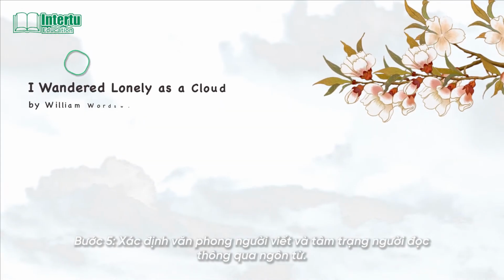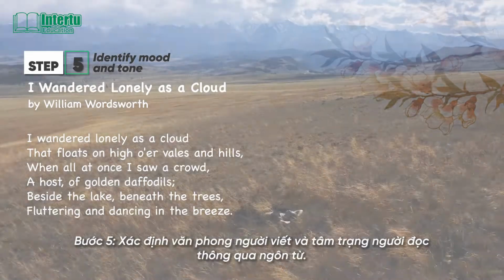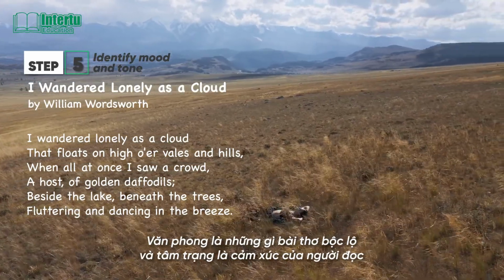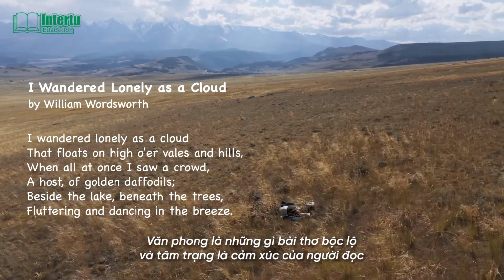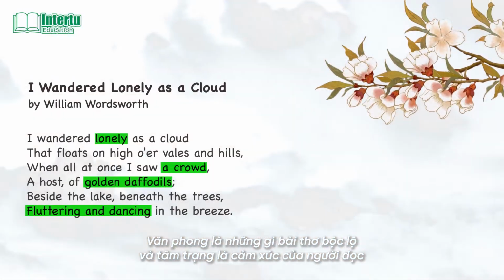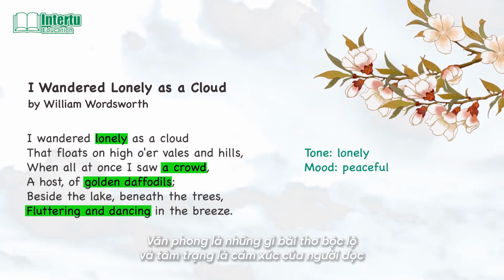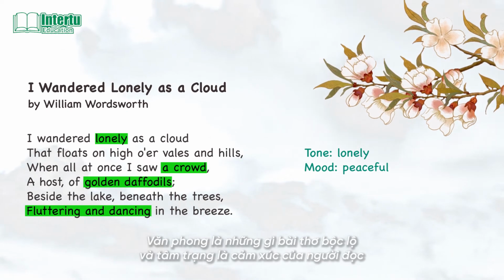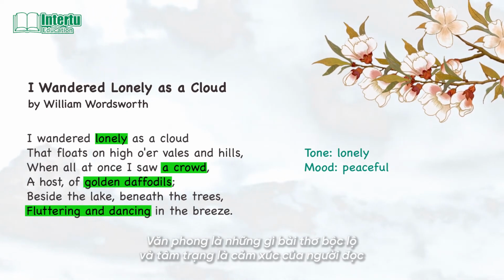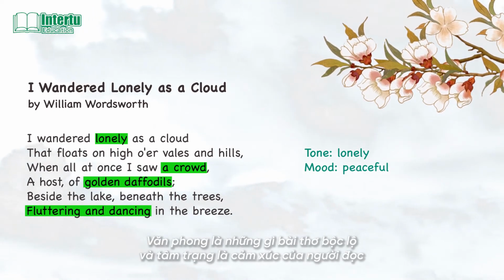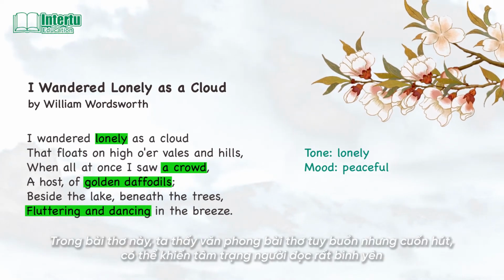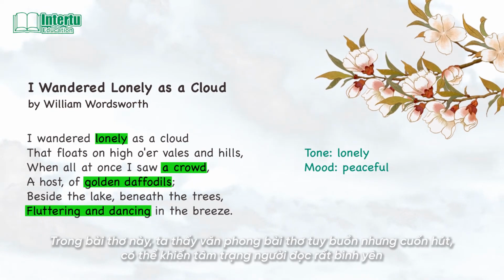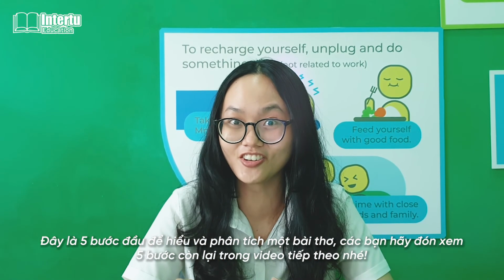The 5th step, identify mood and tone. Tone and mood are defined by language, which means that we need to discover what stays behind the meaning, the vocabulary that the writers use. So tone is basically what the poem displays, and mood is what the readers think about the poem. How do they feel? In this case, we can see that the tone is lonely and captivating, but the mood is more peaceful. That's all for today's lesson.